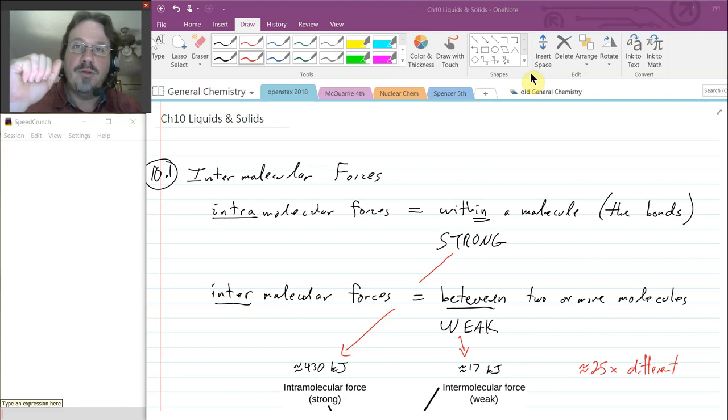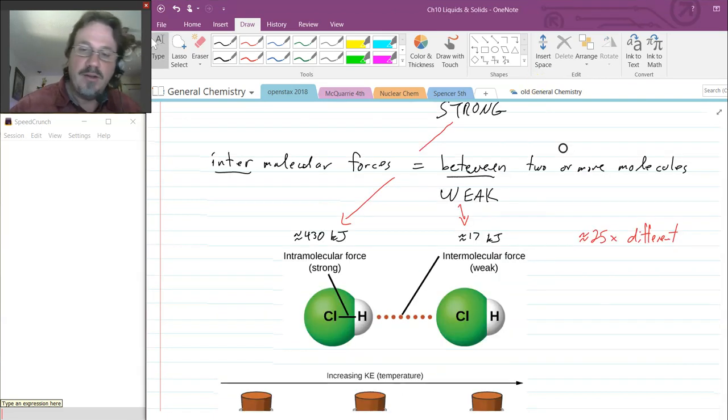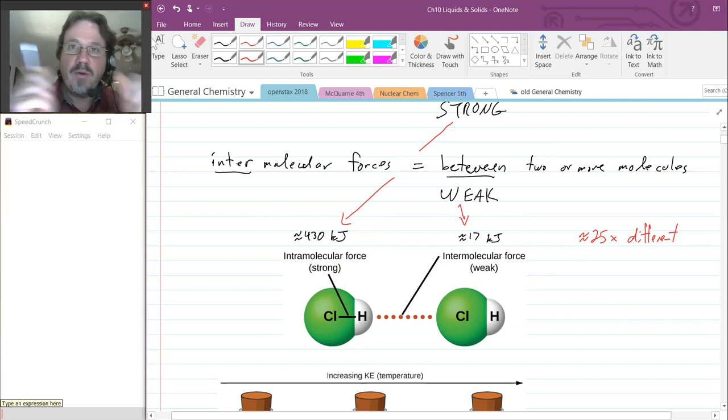Now, within one molecule, you've got your bonds, which are typically ionic or covalent, right? And those are pretty strong. That's why molecules don't just fly apart, right? In the atoms, I mean, very strong forces keep those together. Between two molecules, those forces are typically considerably weaker, about 25 times weaker, in fact. And here you see in my notes, a typical bond might be on the order of 430 kilojoules, whereas a weak interaction between two molecules is 17-ish kilojoules.